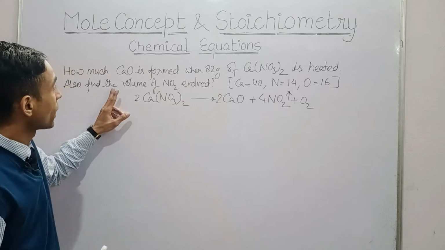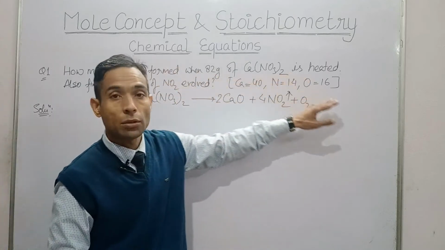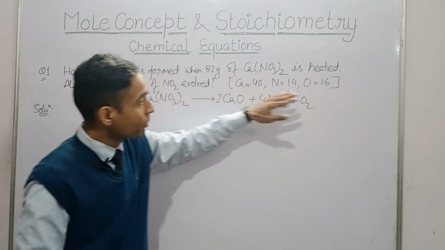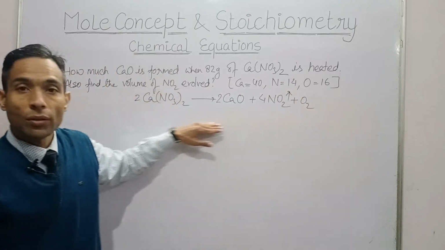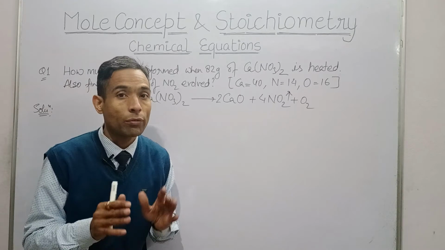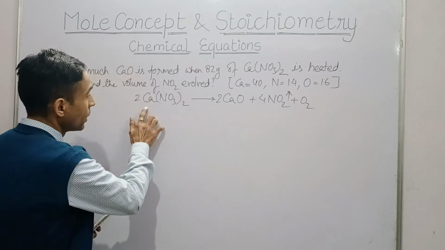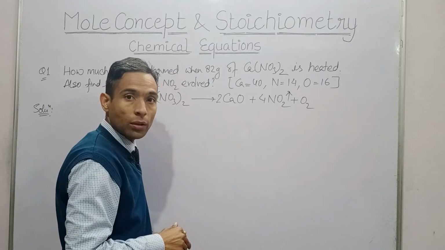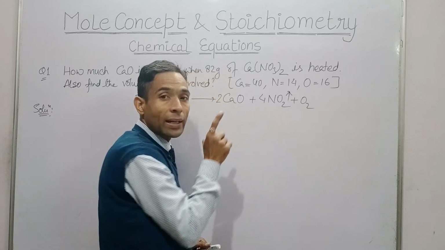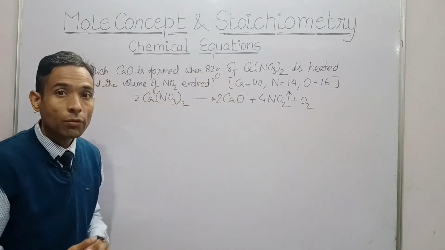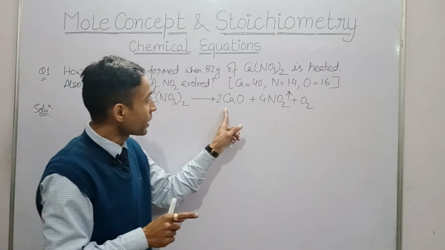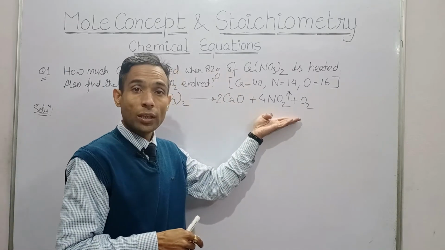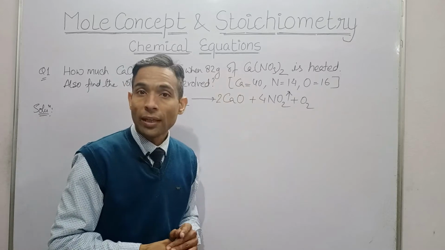In our first numerical, we have to calculate the calcium oxide formed when 82 gram of calcium nitrate is heated. Also we have to find out the volume of nitrogen dioxide evolved. The atomic weights are given here, also the balanced chemical reaction. In the working of this numerical, we will first of all find out the amount of calcium nitrate required according to this particular reaction, calcium oxide formed according to this particular reaction, and nitrogen dioxide evolved at STP according to this particular reaction. Then we will apply the unitary method to find out how much calcium oxide is formed by 82 gram of calcium nitrate and how much nitrogen dioxide is evolved according to 82 gram of calcium nitrate.